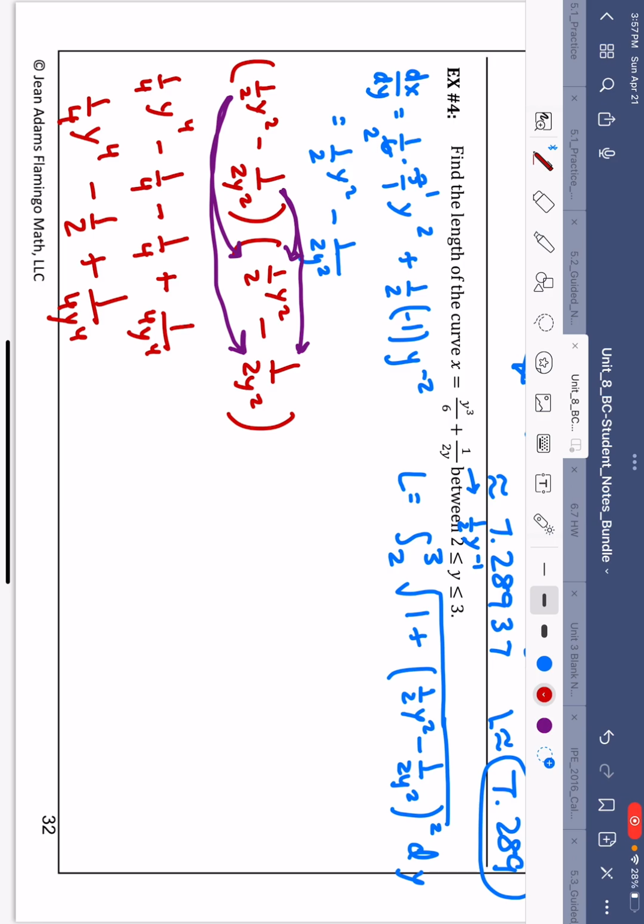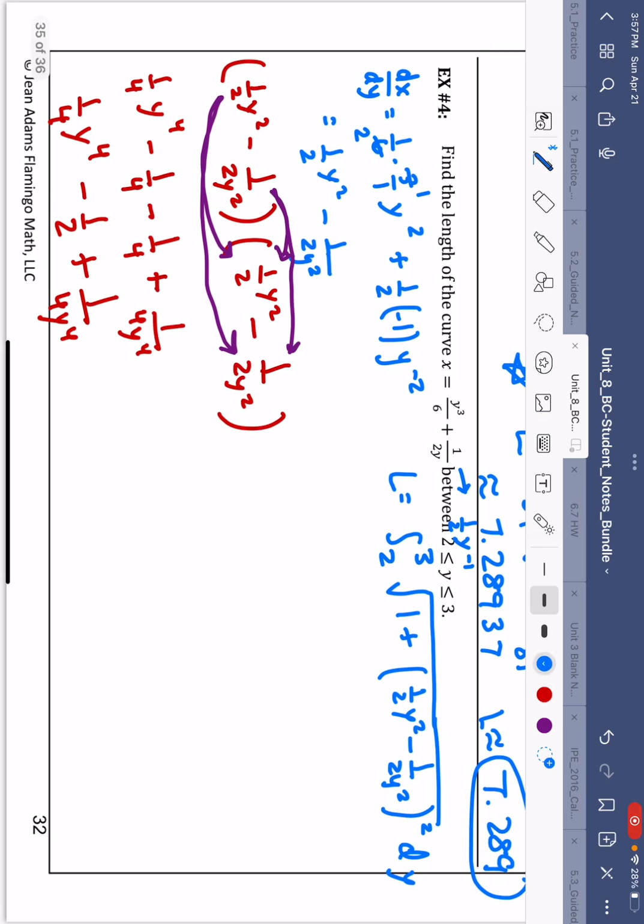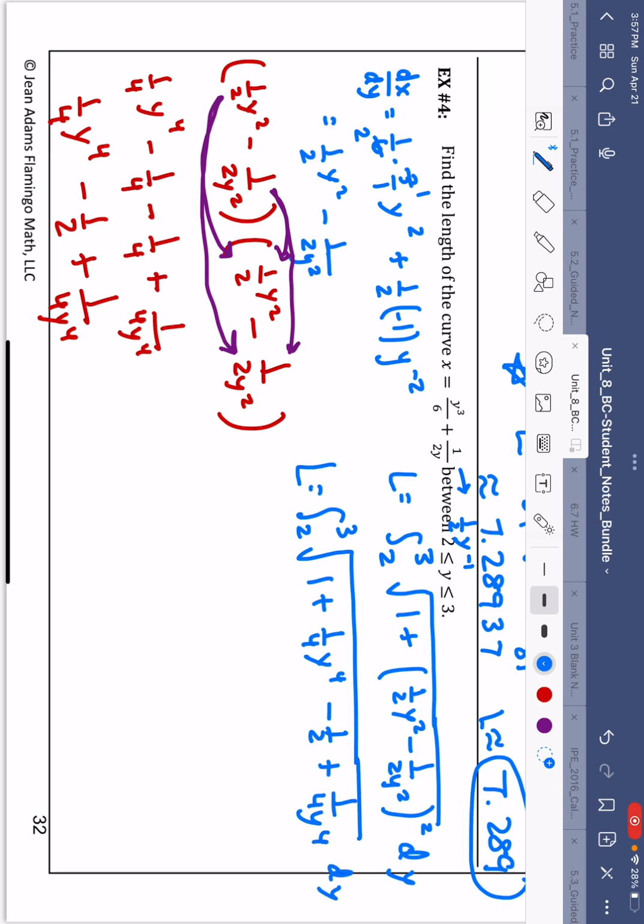Okay, so now let's go over here and place that into our spot: 1 plus, and then this would be 1/4 y to the 4th minus 1/2 plus 1 over 4y to the 4th, dy. And you can see that you have the 1 and the negative 1/2 as like terms, so we are going to simplify those. This would be a positive 1/2 when we simplify.